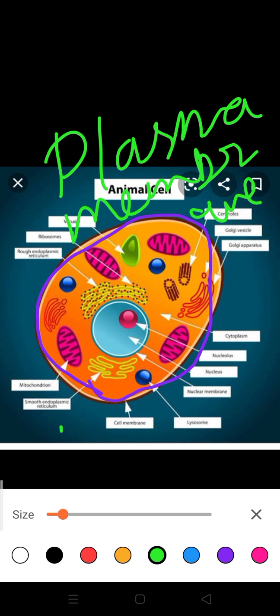But if we discuss the plant cell, in a plant cell the cell wall is present outside of the plasma membrane. Clear? So in the animal cell, the plasma membrane is just present in the outermost area of the cell.